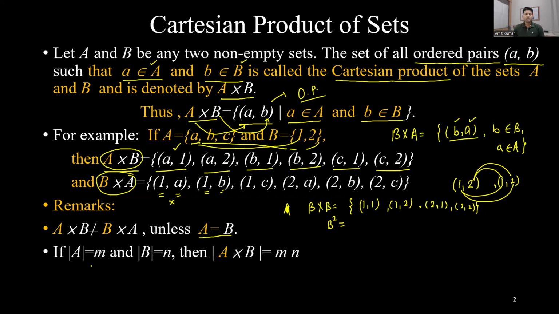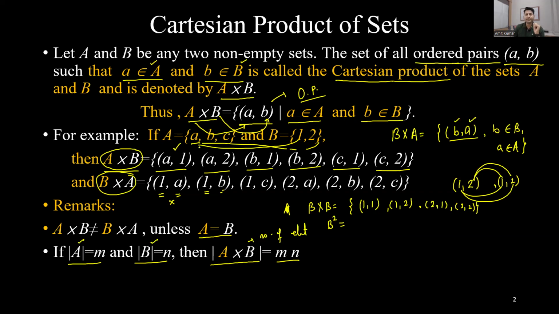Now, if two sets A and B are there with cardinality, this is the notation of cardinality. Cardinality means the number of elements a set is having. So if A is having m elements and B is having n elements, then the number of elements in A cross B, the cardinality, will be m cross n. How to verify this? You can see it.